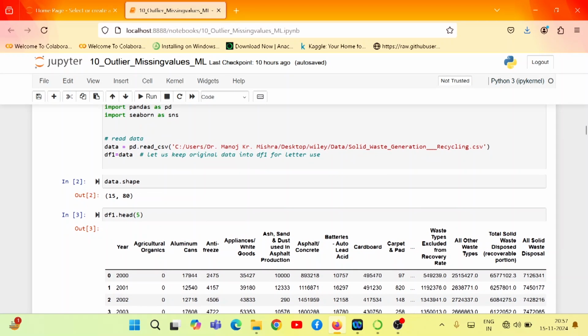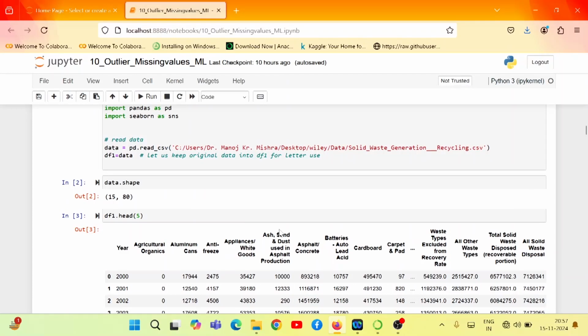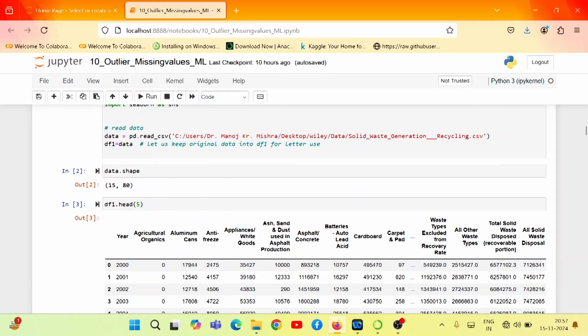So the data about the waste from agriculture used in aluminum cans, anti-fridge material, appliances, white goods, ash, sand, dust, right? Asphalt production, and then the concrete. These are the features available in this data set. So this data set has 15 rows and 18 columns. We have this information with us.